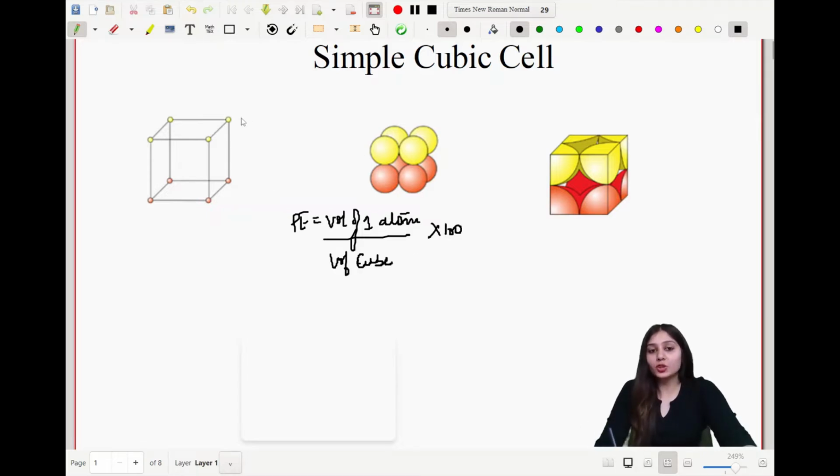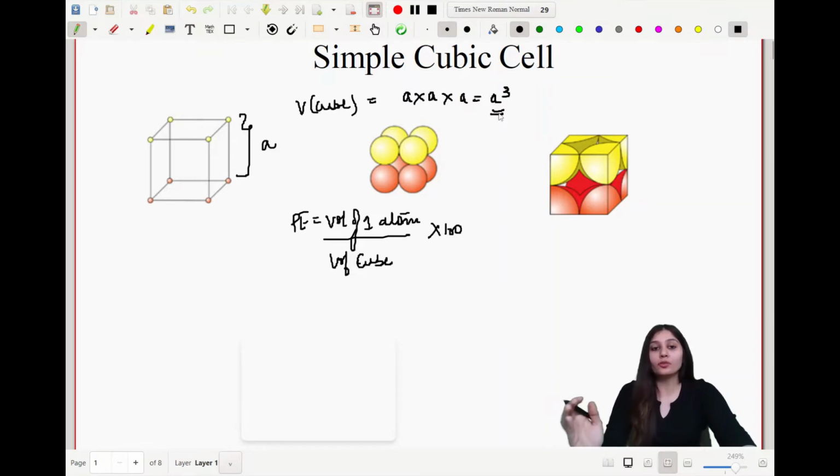Now, if this is the cube, we can consider the side length or edge length of this cube to be equal to a, because we don't exactly know the value of it. So we'll just assume that it is a, which is a variable, okay? So what is the volume of a cube? Volume of any cube is always side cube, so it's a into a into a, which is a cube. This is the volume of the cube, right? So we have the denominator with us. Now we have to work on finding the numerator.